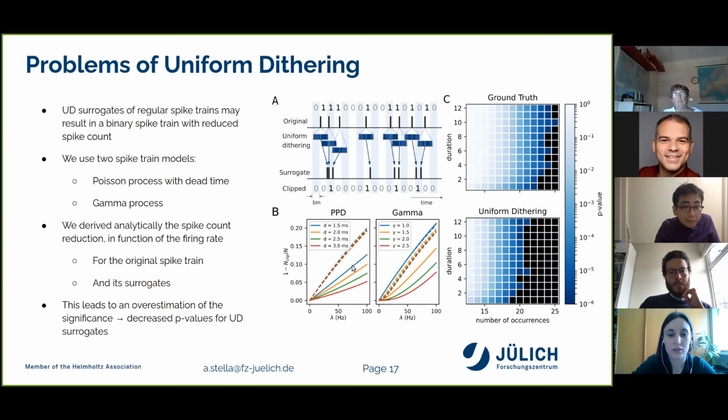And the consequence of this is quite dramatic, because when we try to model this by looking at distributions of patterns found in ground truth data, meaning different realizations of processes, and by looking at their corresponding surrogates, we see that there's a shift in the p-value distribution, meaning that there's an overestimation of significance that leads to false positive detection. Obviously, we do not want to detect false positives, so we need some alternative techniques to the uniform dithering.